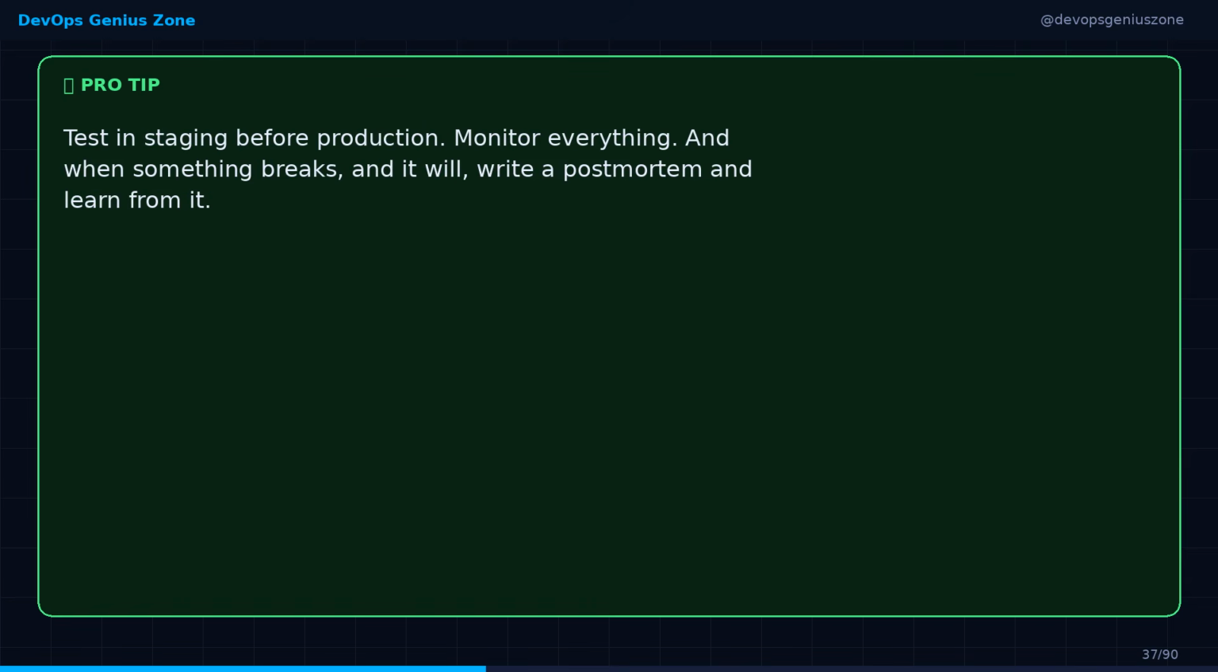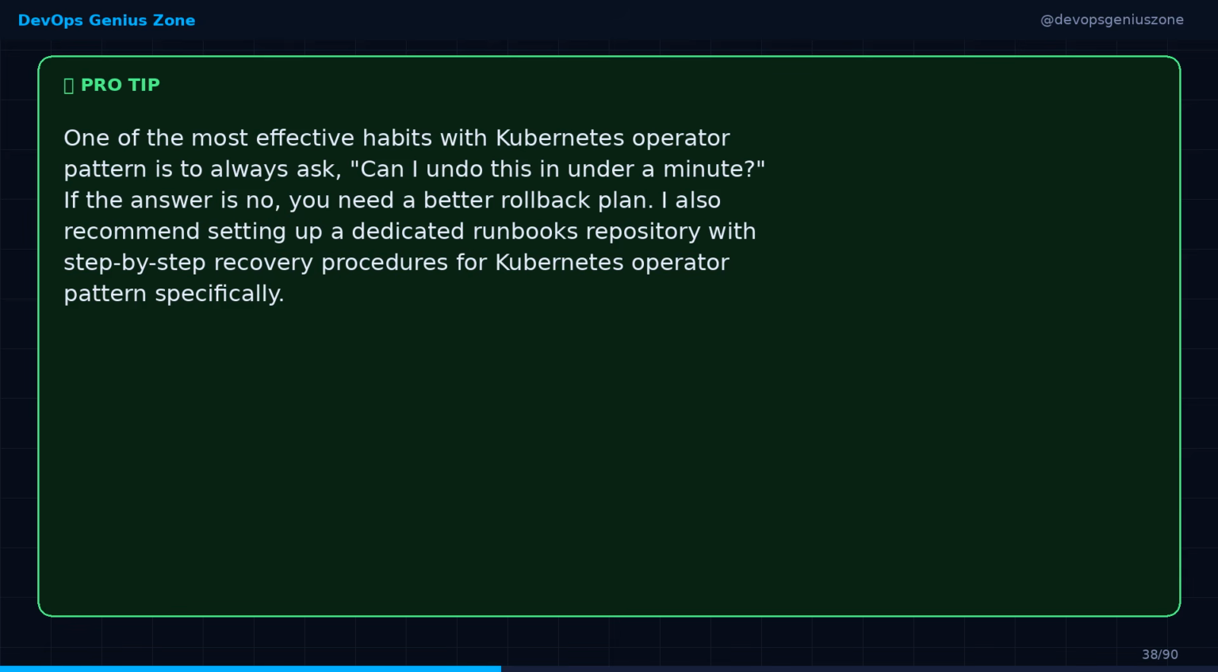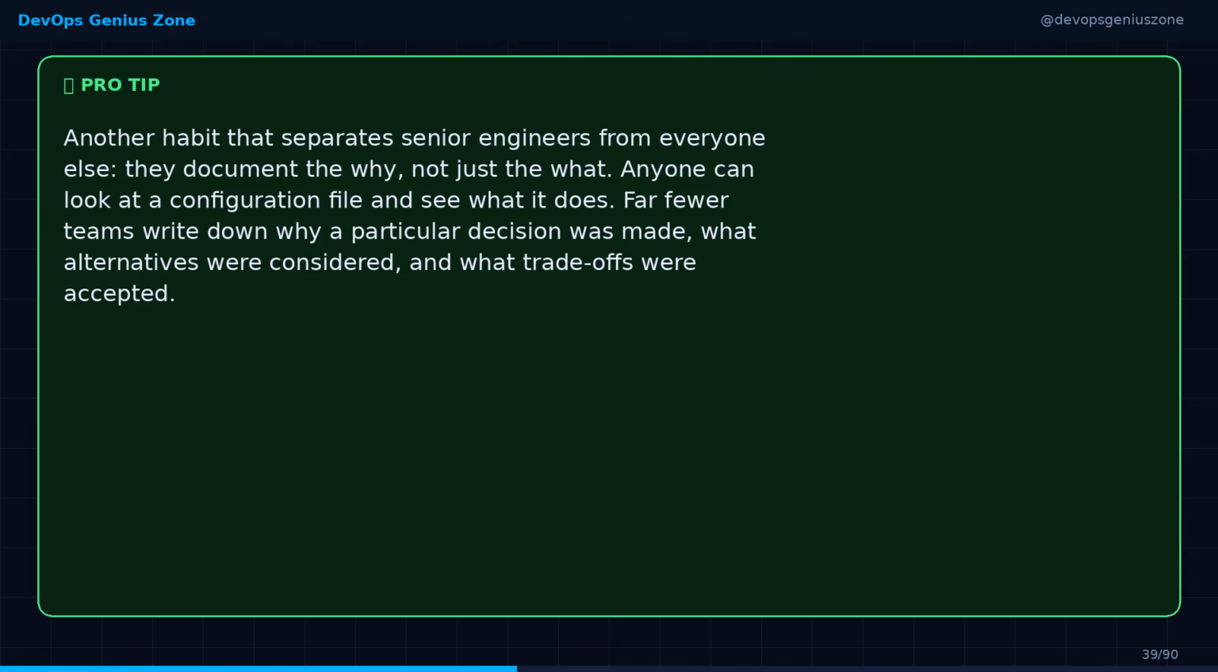Another habit that separates senior engineers from everyone else, they document the why, not just the what. Anyone can look at a configuration file and see what it does. Far fewer teams write down why a particular decision was made, what alternatives were considered, and what trade-offs were accepted. 6 months later, when someone wants to change that configuration, that context is the difference between a confident change and a nervous one. With Kubernetes operator pattern, I strongly recommend a short comment or linked doc next to any non-obvious decision explaining the reasoning behind it.